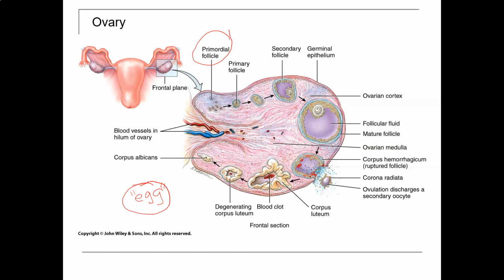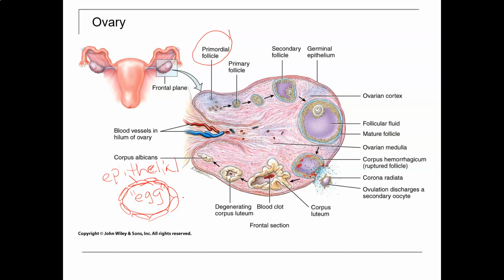Okay, and then around the egg would be a single layer of squamous epithelial cells. Just one layer. So these are epithelial cells. One egg and then a single layer of epithelial cells. And sometimes they're referred to as follicle cells. So that's the primordial follicle. It's the egg and the surrounding epithelial cells. It's a pretty simple structure, all frozen in early meiosis. So that's all you see.